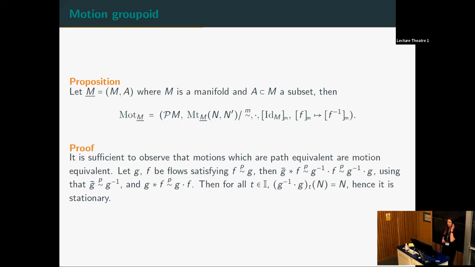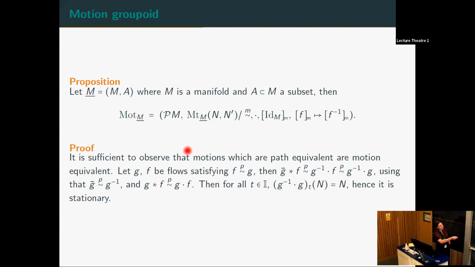Then we also would like that this really is the same as the groupoid which we could have constructed by taking instead this dot composition and this pointwise inverse. And this turns out to be true. So how do we prove this? It's sufficient here to observe that motions which are path equivalent really are motion equivalent. And so how do we prove that?